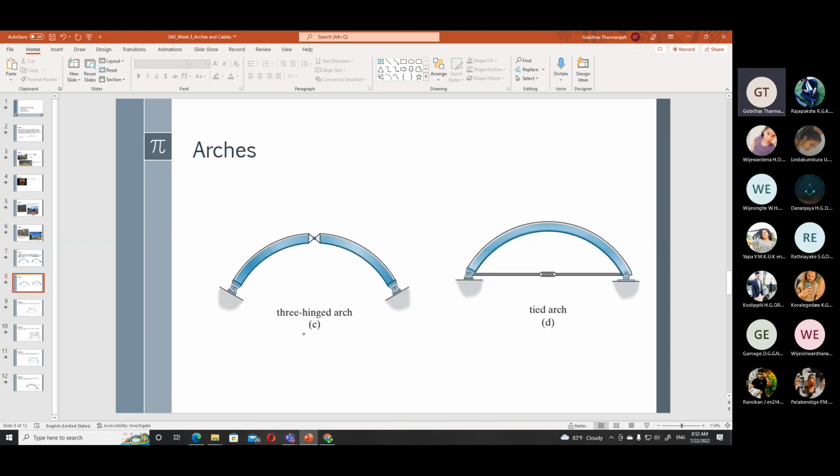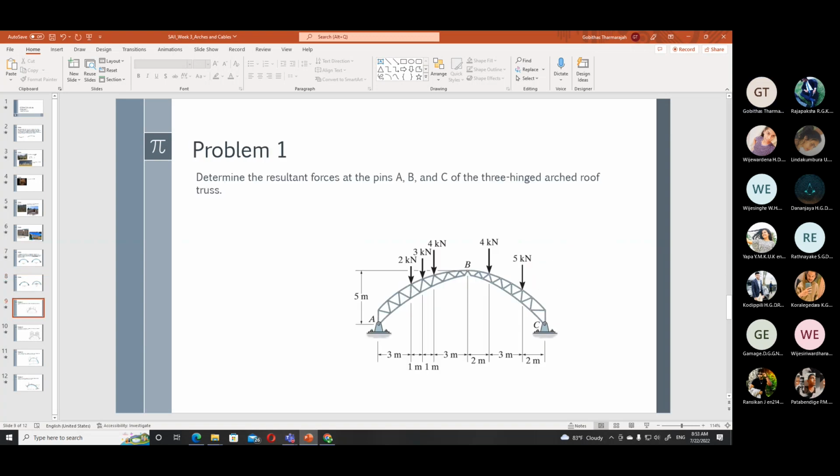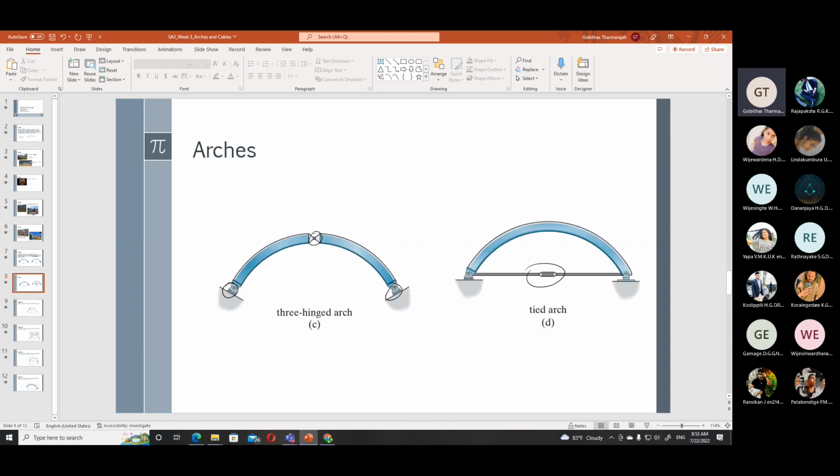And there's a three-hinge arch. So here there's a hinge, there's a hinge here, there's a hinge. And this is a tied arch. You have an arch, two hinges, and it's tied. Now when it comes to analyzing an arch problem, most of the problems that we encounter tend to be a three-hinged arch. So whatever problem we come across in this subject is a three-hinged arch.